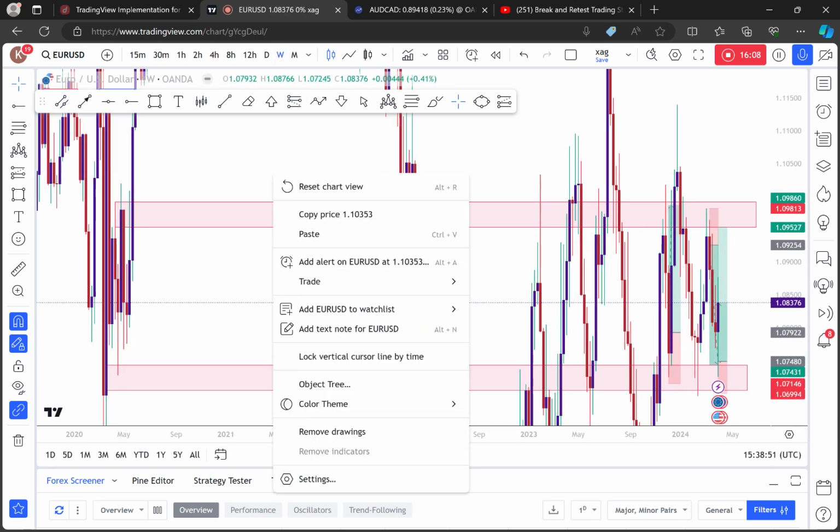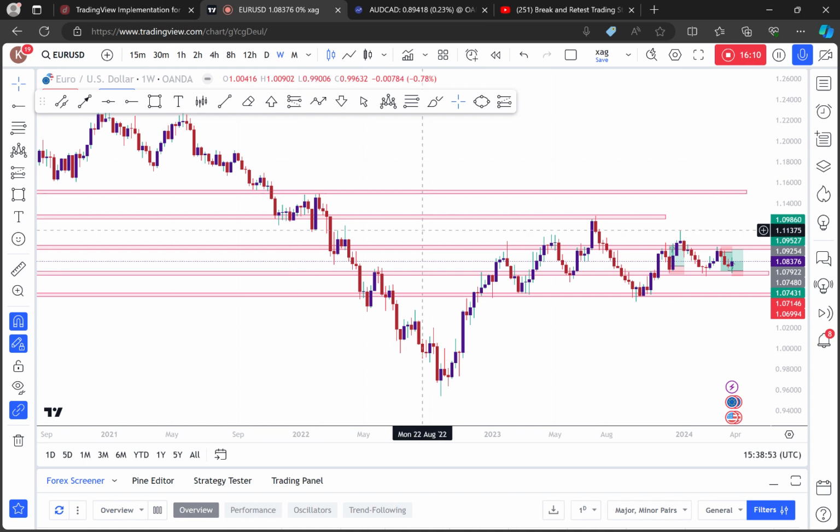Have a look at this. Support zone. Break and retest. Then break and retest again. Price retested this zone again. Take profit would have been here.